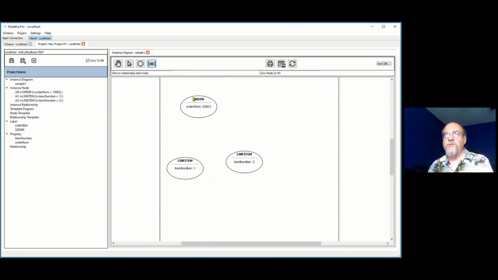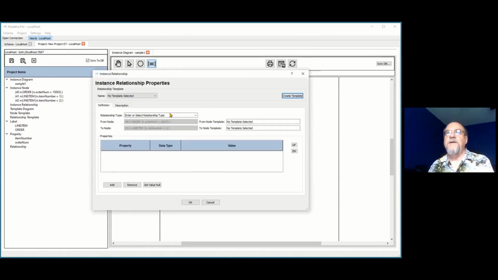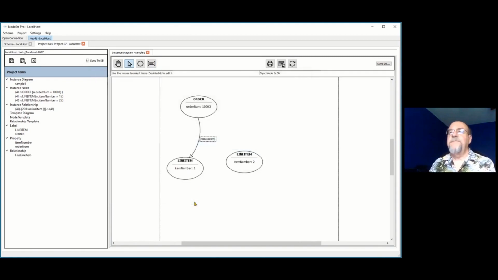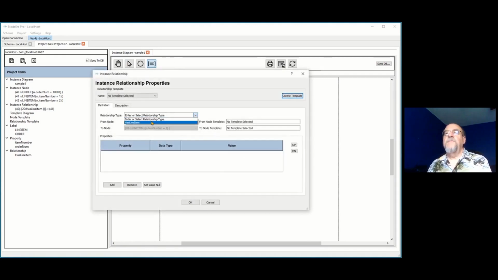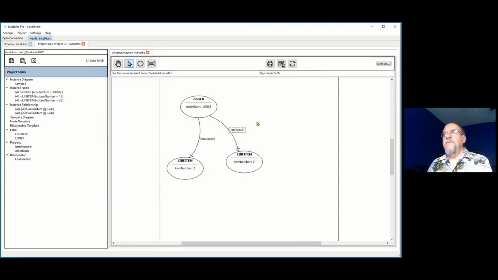Of course, what's missing is a relationship. So orders have line items. So let's create a relationship from order to line item. And we just need to give it a relationship type. Has line item. So an order has line item. And there it is. Go ahead and enter another one. And now we have it. So there's our instance data prototype.